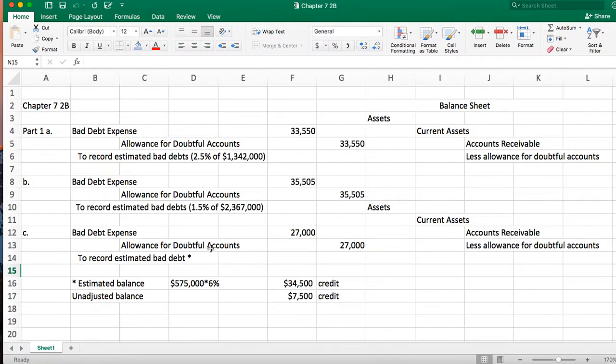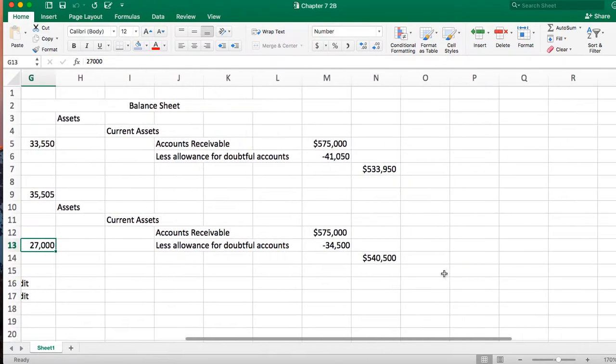Then in C, it is an aging analysis. And when you do an aging, what you want to do is calculate the amount. So in this one, it's 6% of accounts receivable. And so our allowance account needs to be $34,500. That's the goal. It already has $7,500 in it. So we have to do a journal entry to increase this $7,500 to $34,500. So we do a debit to bad debt expense of $27,000 and a credit to allowance for doubtful accounts of $27,000.